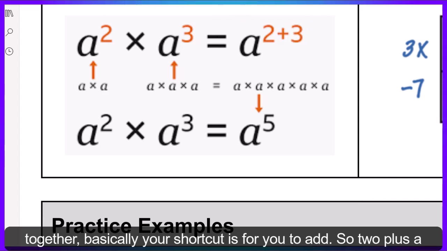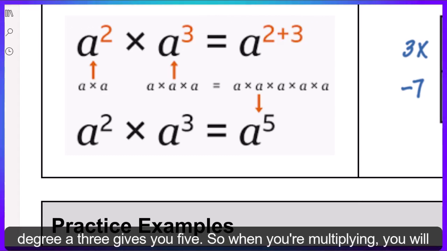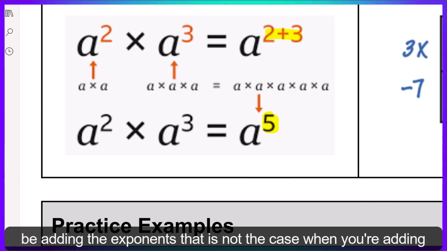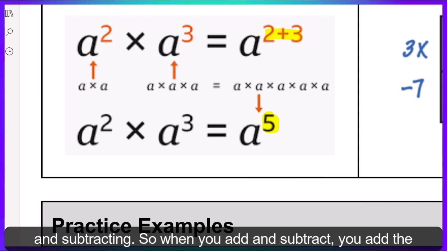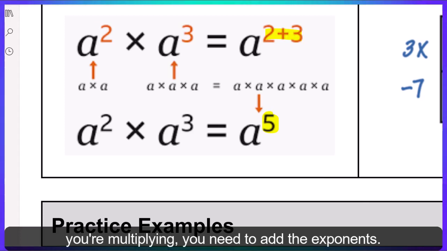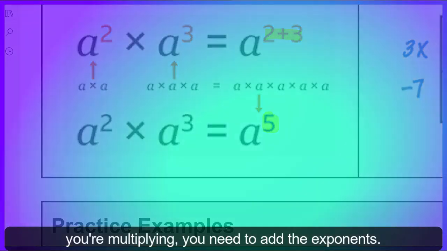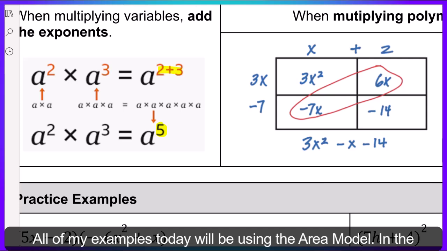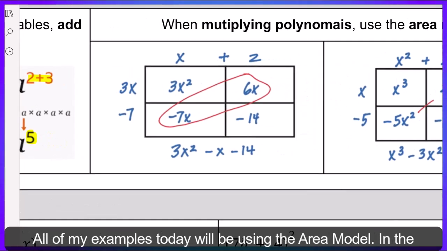So 2 plus a degree of 3 gives you 5. So when you're multiplying, you will be adding the exponents. That is not the case when you're adding and subtracting. So when you add and subtract, you add the coefficient, which is the number in front of your variable. But when you're multiplying, you need to add the exponents. All of my examples today will be using the area model.